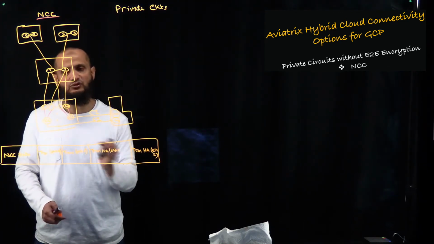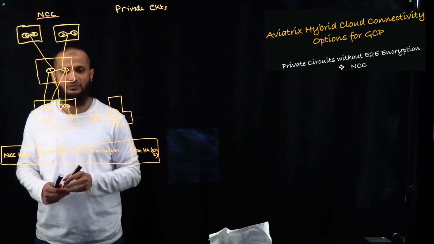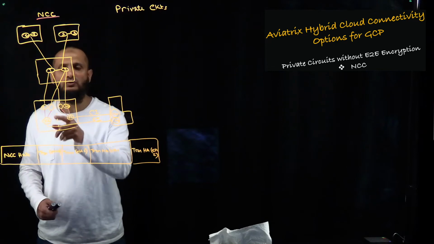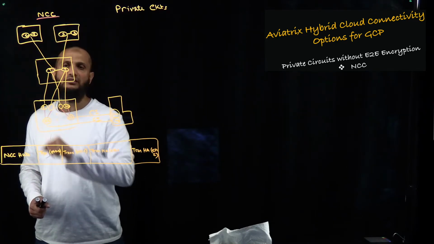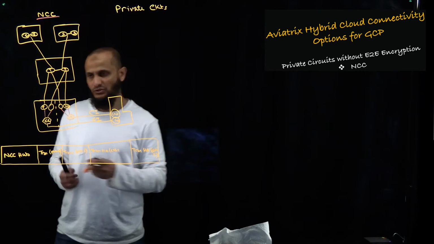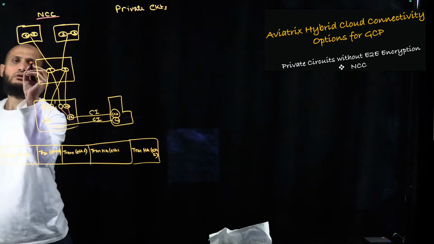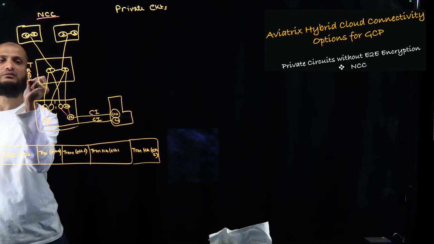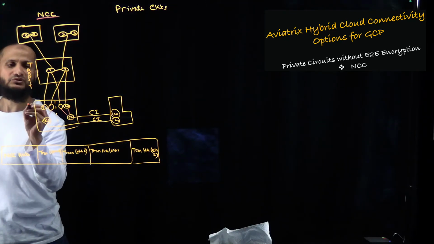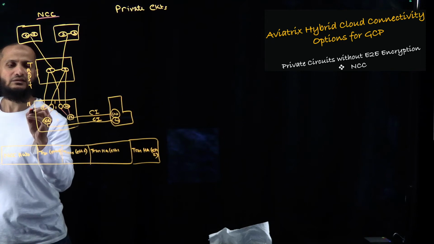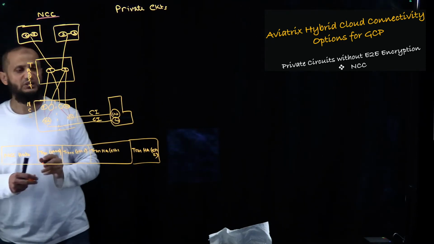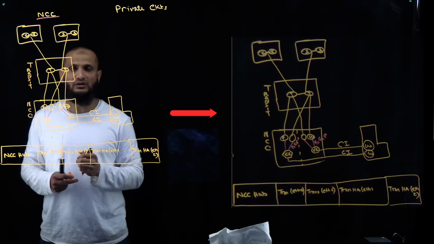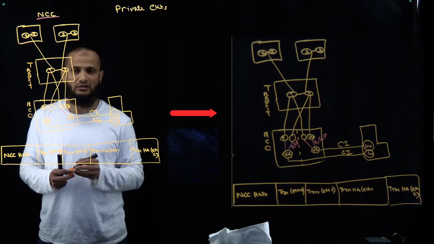The spokes have to be attached to the NCC hub. Now once you have that and you create the cloud router, then you will be able to have BGP over LAN in this scenario, right? So if you want to call this a transit VPC, this becomes your NCC VPC, or you can call it the BGP over LAN VPC. BGP over LAN is a feature of Aviatrix, which we will discuss in detail in the upcoming sessions too.